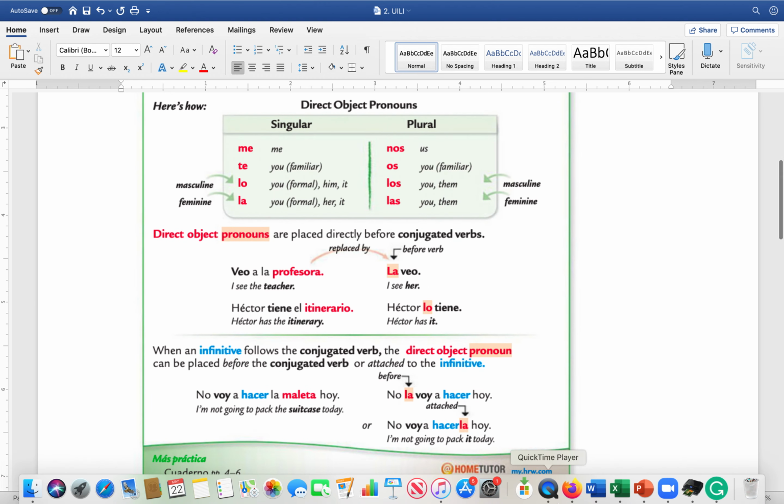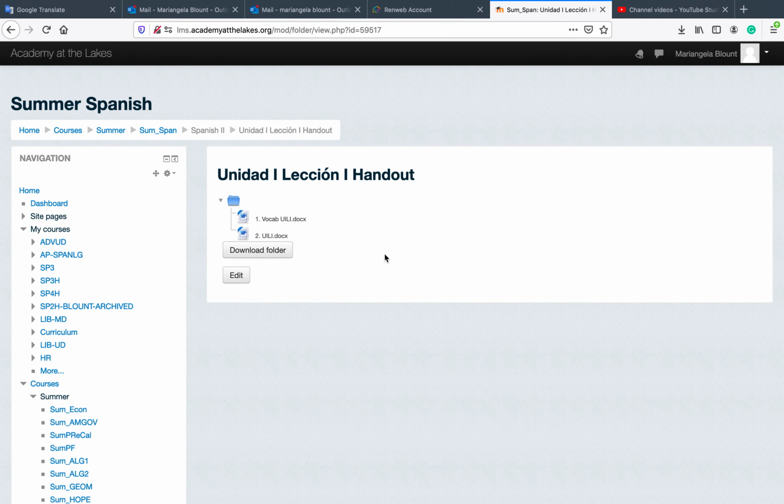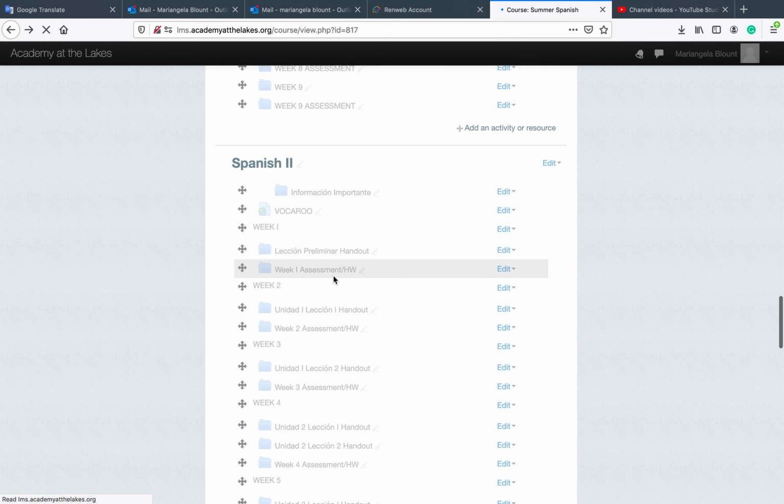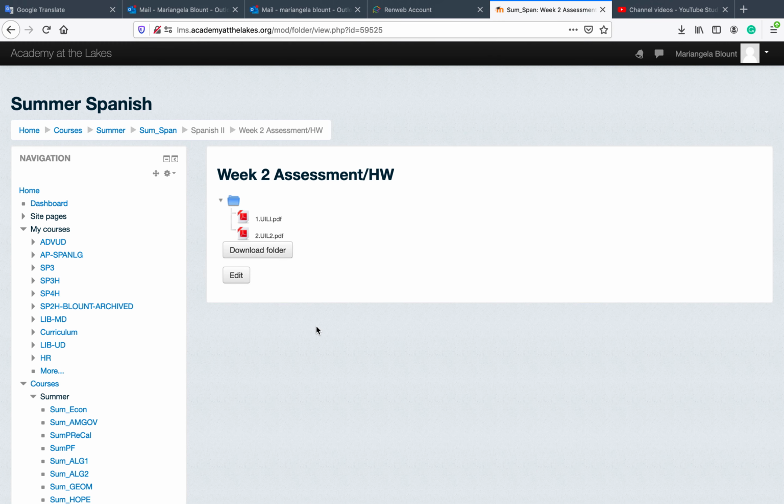So what you need to do now is go back, and you are going to do your homework for week number 2, which is this one right here. So it looks like you have 2 homeworks right here. So again, try to type your answers into your homework. All right, save it and send it to me all together in one file.